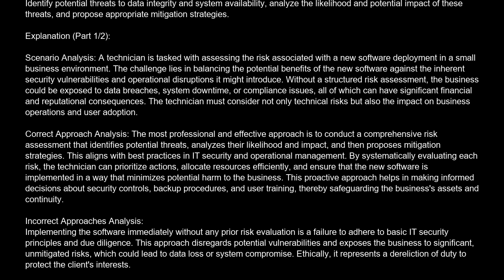Implementing the software immediately without any prior risk evaluation is a failure to adhere to basic IT security principles and due diligence. This approach disregards potential vulnerabilities and exposes the business to significant, unmitigated risks, which could lead to data loss or system compromise. Ethically, it represents a dereliction of duty to protect the client's interests.